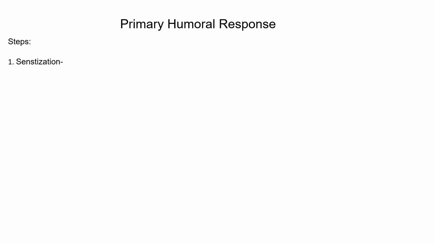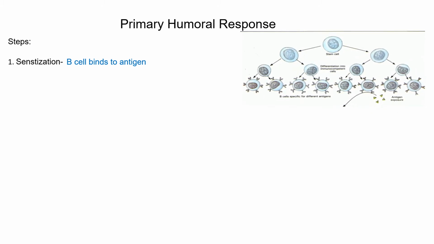In sensitization, the B cell is going to bind to the antigen. Now, to understand, B cells cannot bind to antigens. The only things that can are antibodies, immunoglobulins. So the way the B cell is able to bind is by using the IgD antibody on its surface. When you look over here at the diagram, you will see a whole bunch of different B cells.